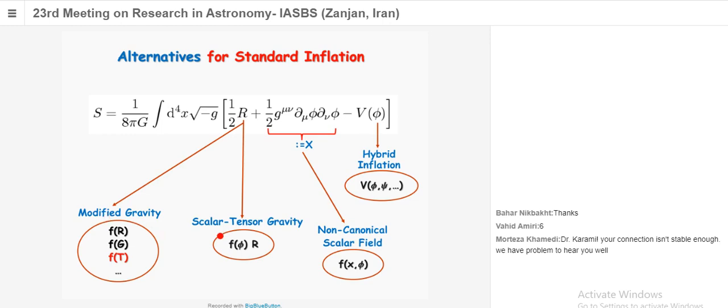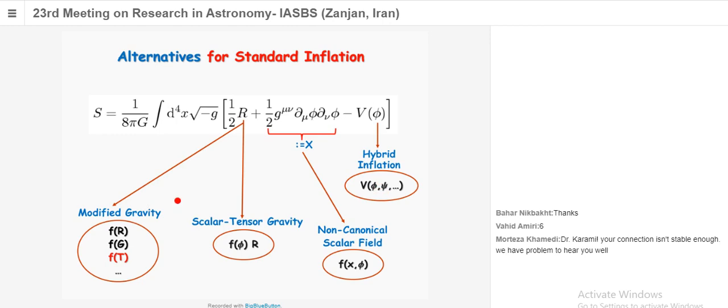Another alternative for standard inflation is, instead of R, we can have a non-minimal coupling scalar field term multiplied by the geometry R, which gives scalar-tensor gravity. And another choice is, instead of X, which denotes the canonical kinetic term of the standard model, we can have a function of X and phi. In this regard, we have non-canonical scalar field models. And the last choice for modifying the standard inflation is, instead of single field inflation described by the scalar field phi, we can have a hybrid inflation described by multiple fields like phi, psi, and so on.